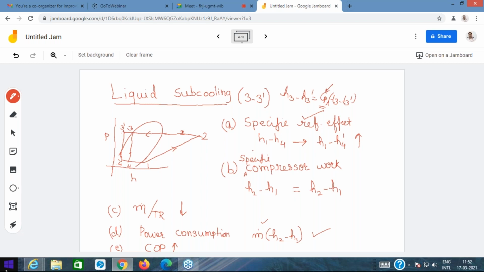Okay, so this also we need to keep in mind, that though we have discussed that liquid subcooling increases the coefficient of performance in the general sense, case by case we need to find out what is the effect of liquid subcooling on the performance of the vapor compression refrigeration system. Okay, so be clear about this.